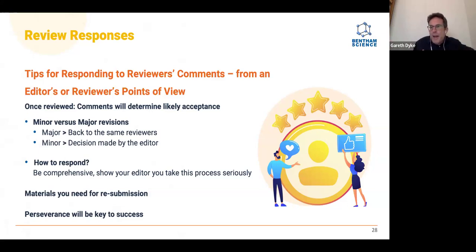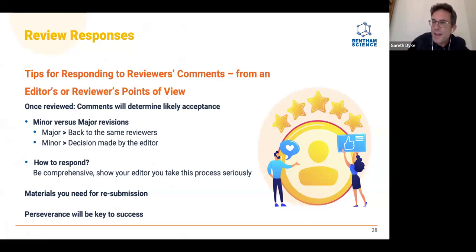Minor revisions come back. When you respond to those, probably the decision after your response will be made by the editor alone. Major or comprehensive comments on your paper, your work is at least going to be offered back to the same peer reviewers. So this influences how you respond, but you've got to be comprehensive. You've got to show your editor that you take the process seriously. You've got to have all the materials needed to make the resubmission.